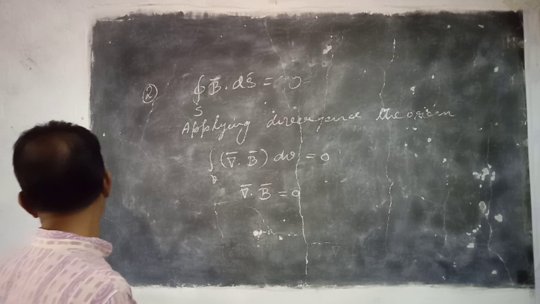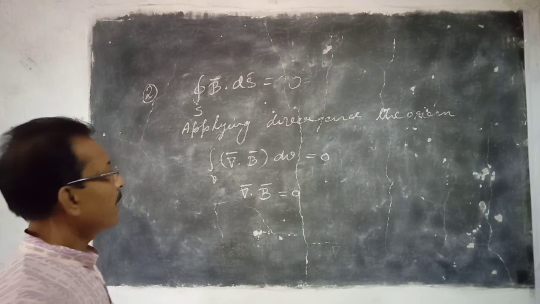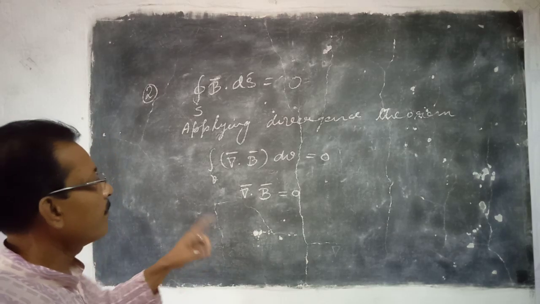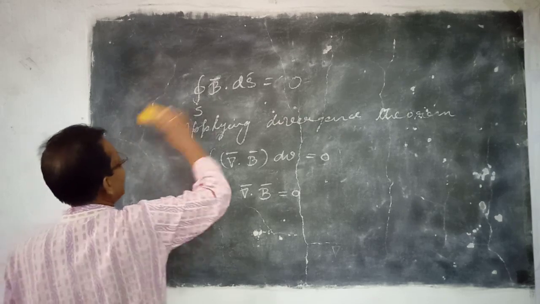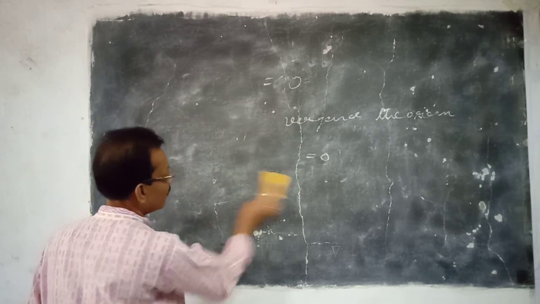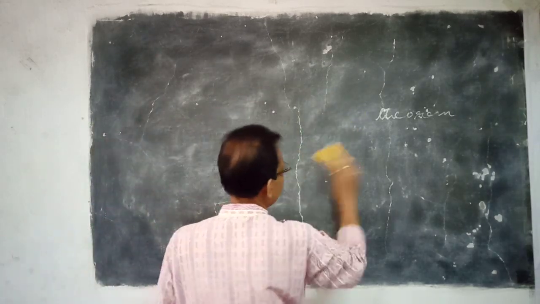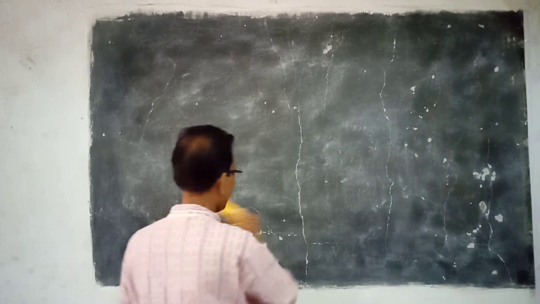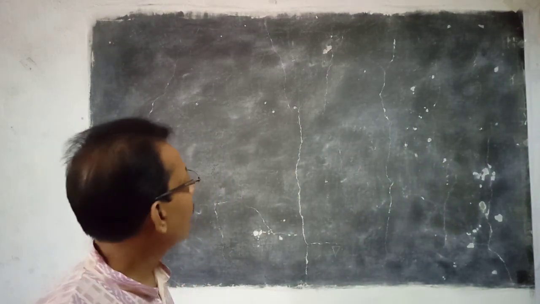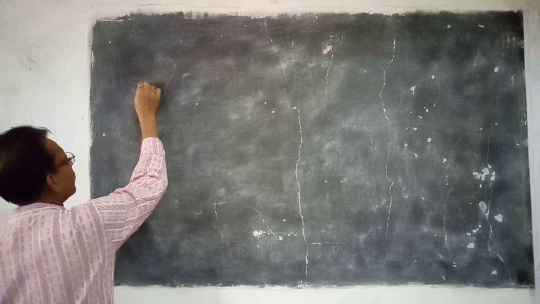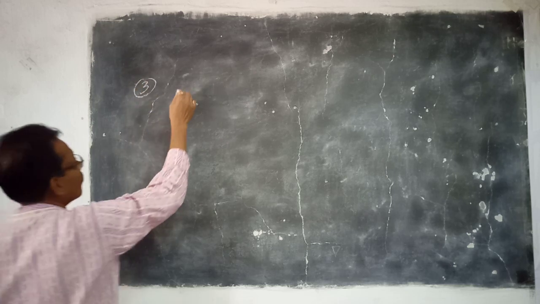Now the third one is the third law of electromagnetic induction. That means now we are coming to the dynamical cases where the time variation is there, not the static cases. Now the Faraday's law of electromagnetic induction we consider.